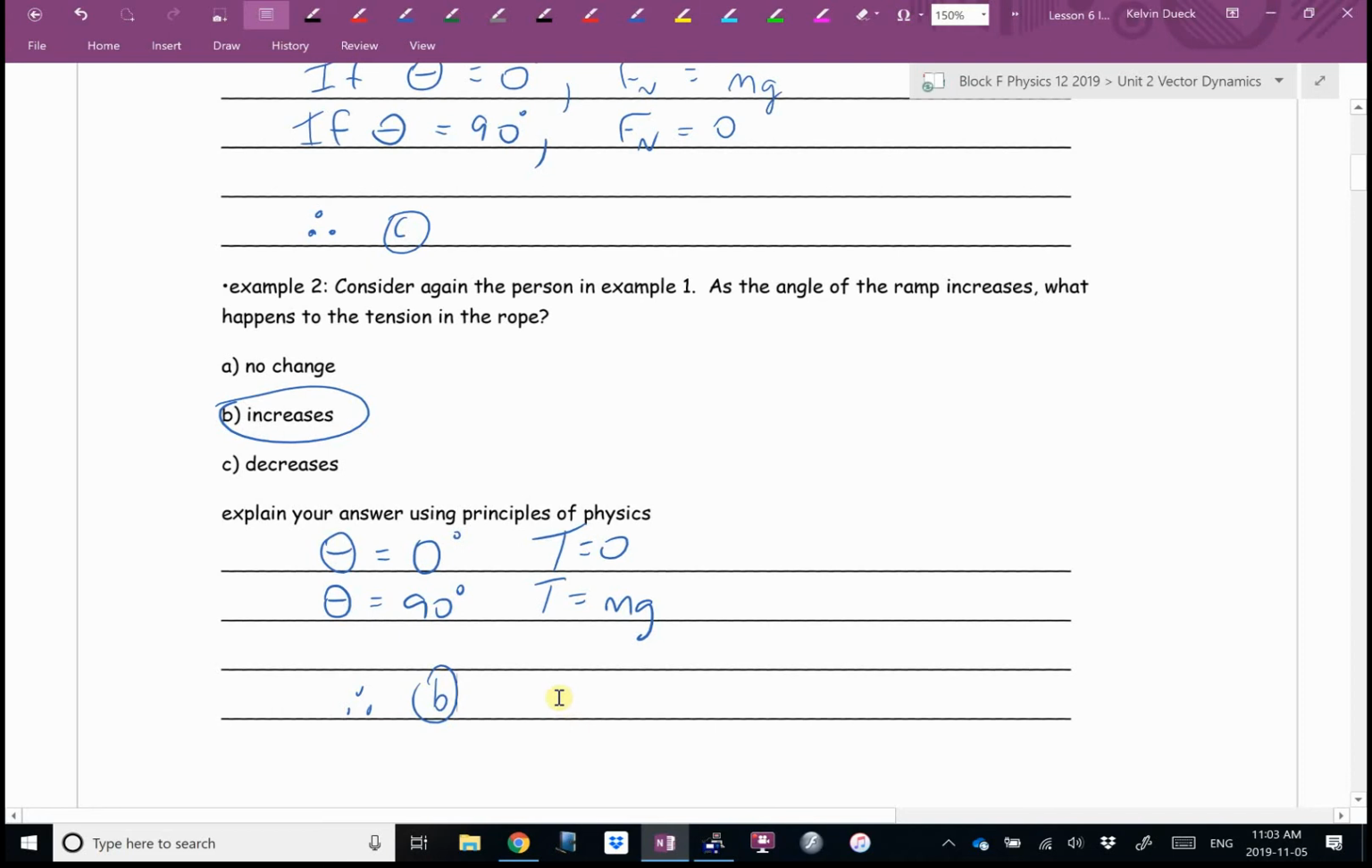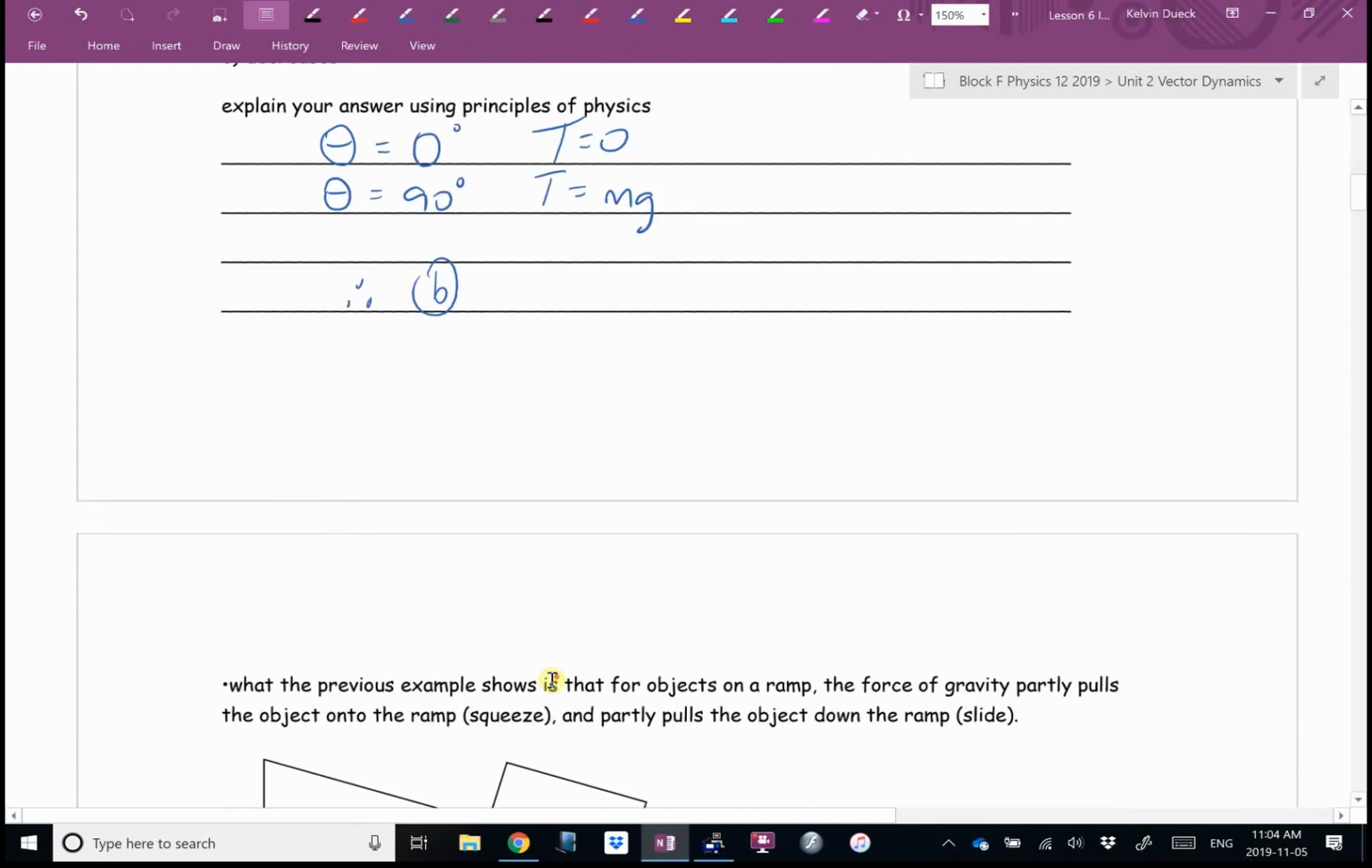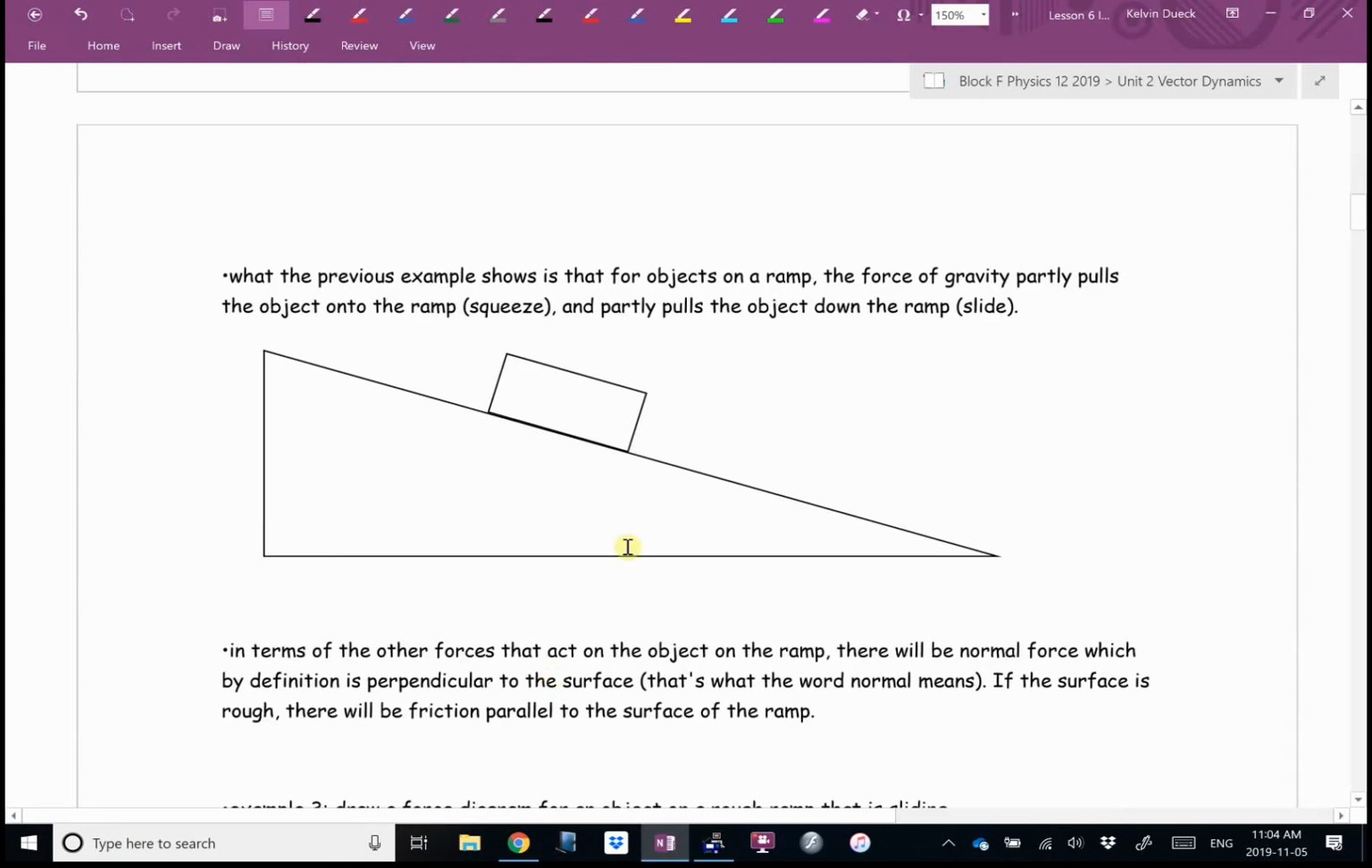So it looks like as the angle gets bigger, the force pulling you into the surface, the normal, gets smaller, because the normal force is a reactive force to that. And the force pulling you down the surface gets bigger, because tension is a reactive force to that. What the previous example shows is that for objects on a ramp, the force of gravity partly pulls the object onto the ramp, it squeezes it onto the ramp, and it partly pulls the object down the ramp. It makes it want to slide.